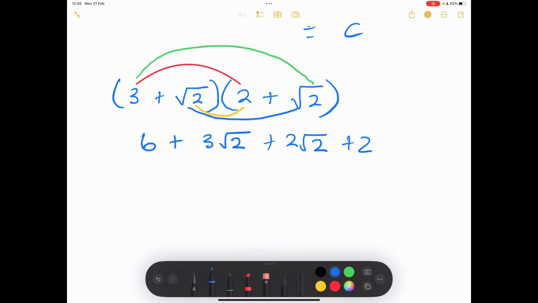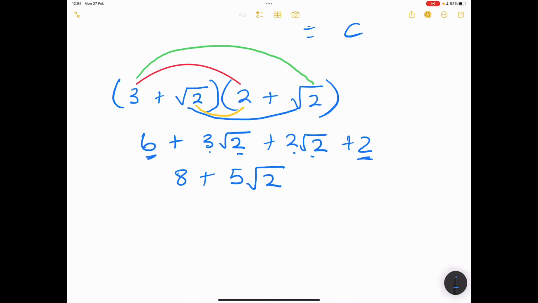Okay, so if I were to sum this up, what would this be? I take all the like terms, so 6 plus 2 would give me 8. 3 root 2 plus 2 root 2. Again, we did this when we were talking about addition of surds, right? So in this case, we've got exactly the same surd here, so we can actually add the numbers. So we've got 5 root 2. Okay, right. So I hope that you got that.